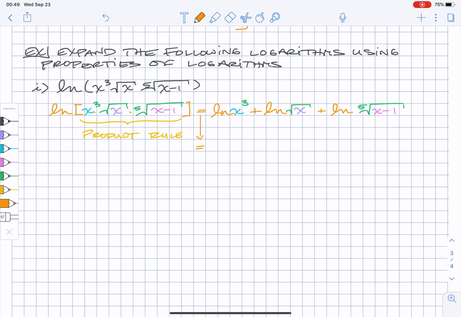Okay. So now I'm going to use the power rule, at least for the first term. So I'm going to take the exponent 3 down in front. So this will be 3 times natural log of x. But I can use the fact that roots can be written as fractional exponents. So the square root is natural log of x to the 1/2, whereas the fifth root is going to be a fractional exponent of 1/5.